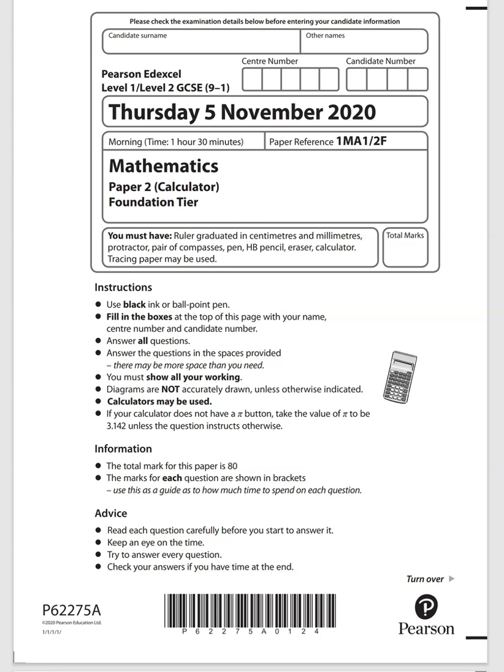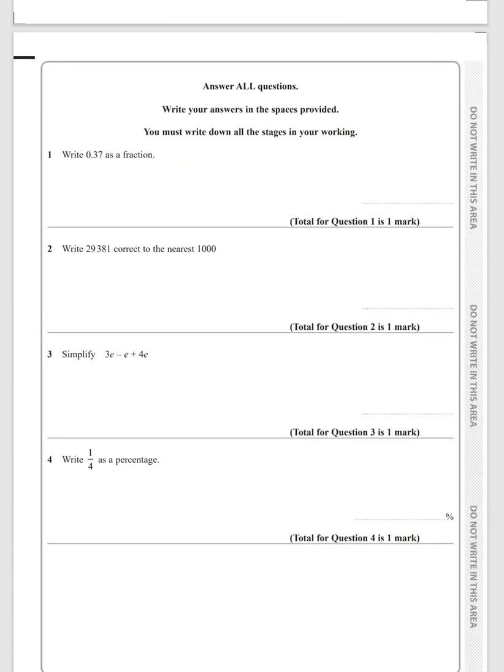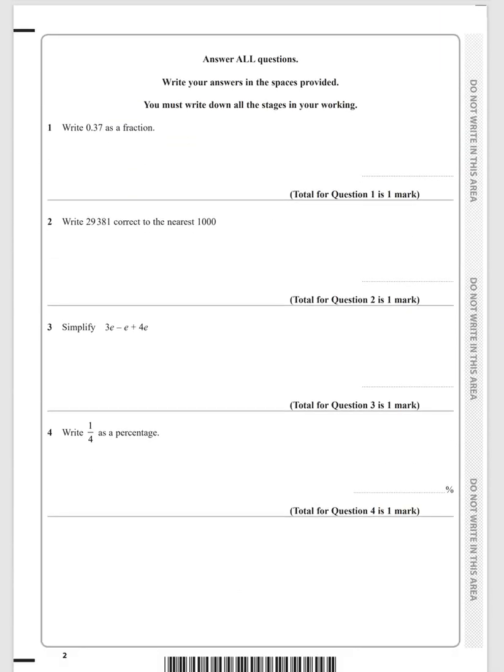Right, so this is November 2022, paper 2, calculator paper. So let's see how we get on. First few questions, hopefully relatively straightforward.